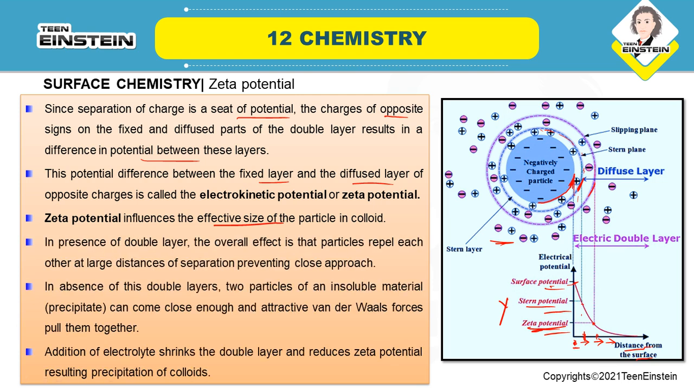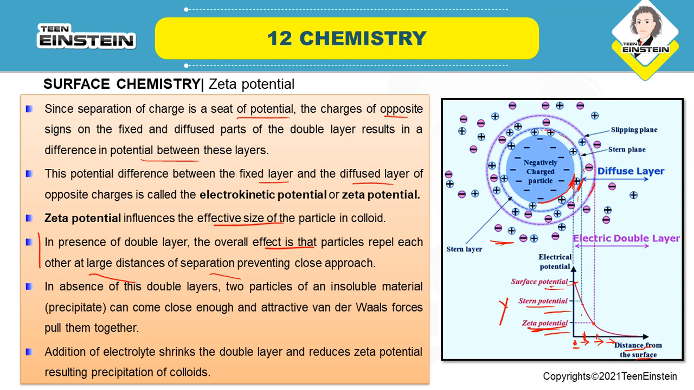In presence of this double layer, the overall effect is that particles will repel each other when they are present at a large distance of separation. As a result of this repulsion, they cannot come close to each other. And in absence of these double layers, what will happen? First, in presence of the double layer, there is repulsion, they cannot come too close to each other, they cannot form aggregated particles. As a result, there will be no precipitation. So it will be stable.